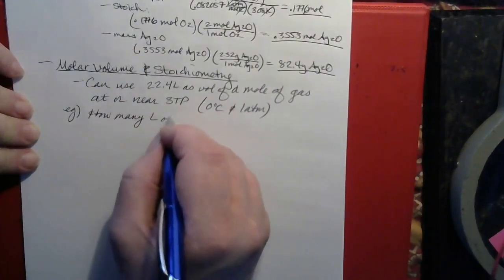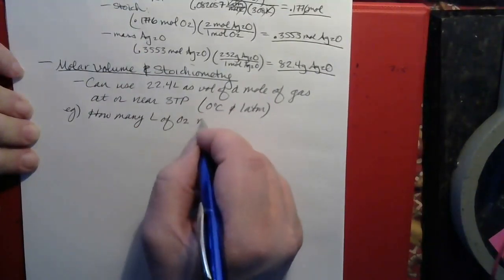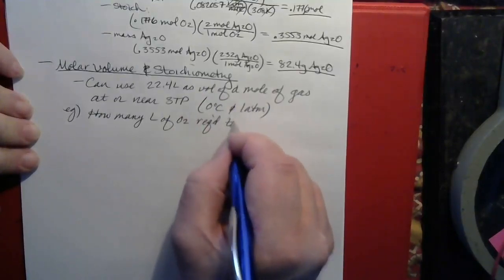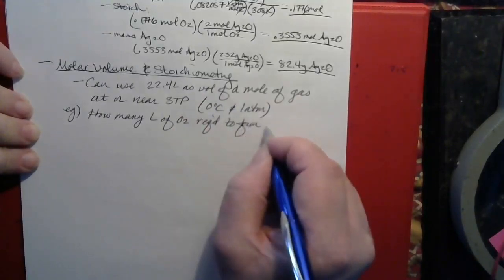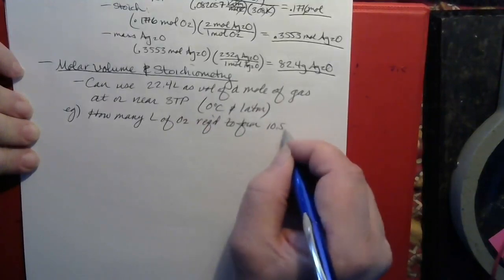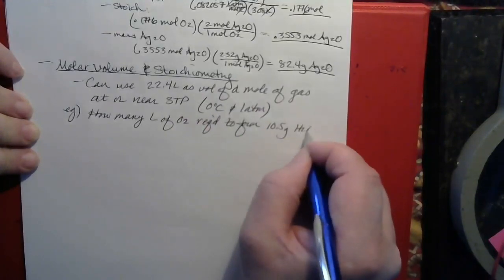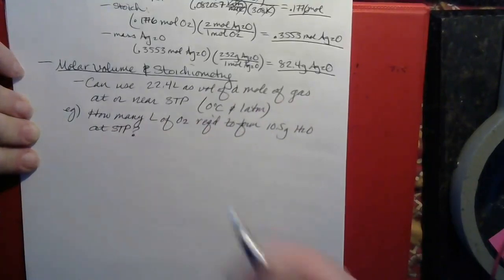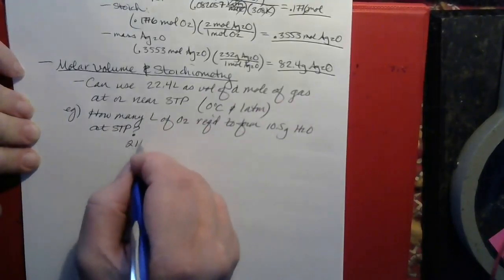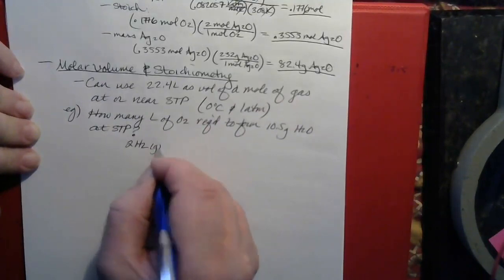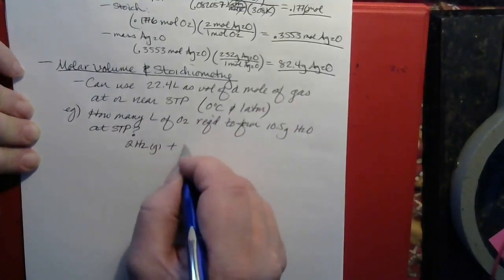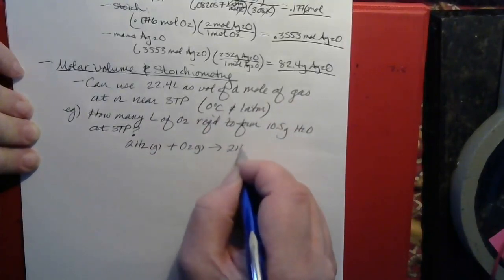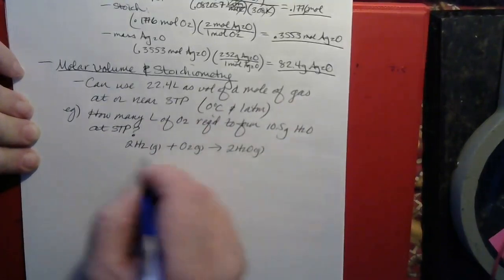how many liters of O2 would be required to form 10.5 grams of H2O at STP, according to this reaction: 2H2 gas plus O2 gas produces 2H2O gas.